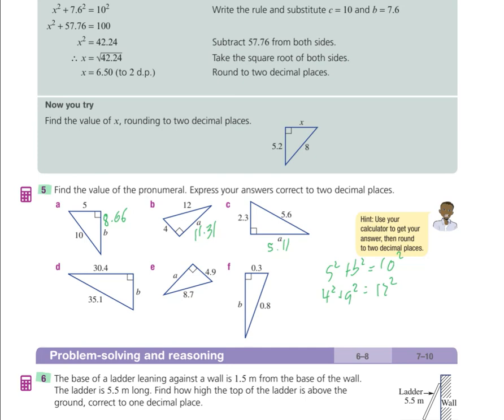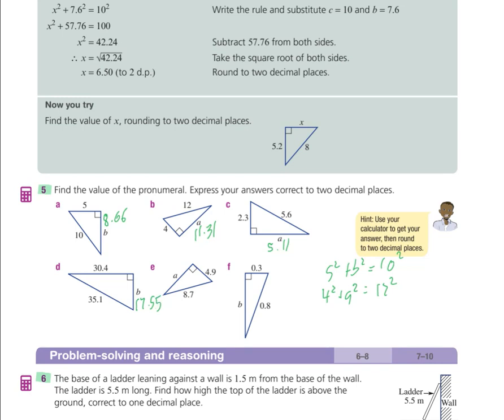D, I'm going to get my 35.1 squared, it's my bigger number, the hypotenuse, minus my 30.4 squared. That will get me 307.85, and then I'll have to square root that. And that gets me 17.545, which will round up to 17.55.